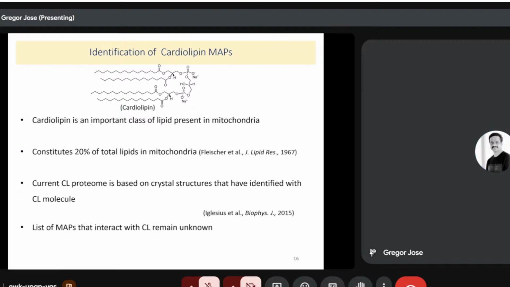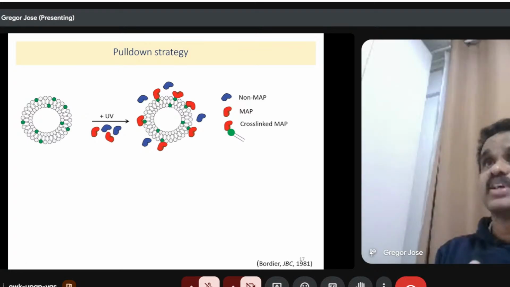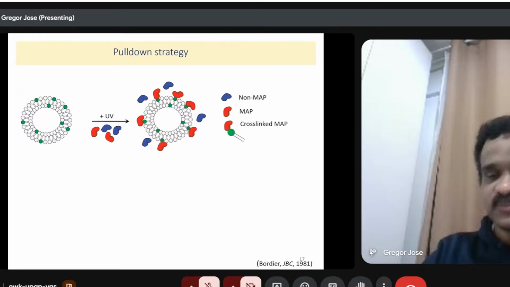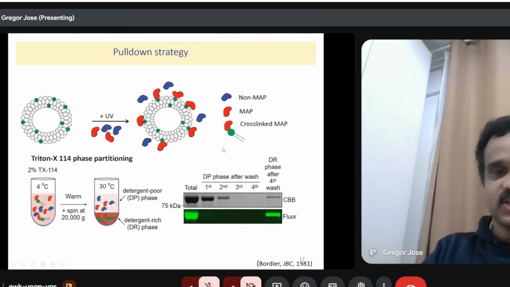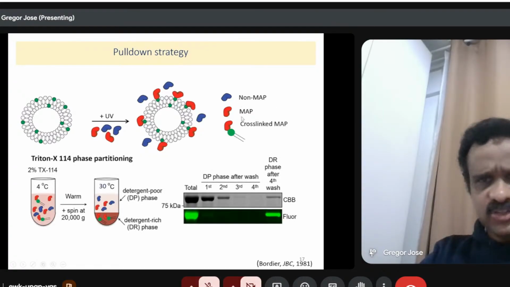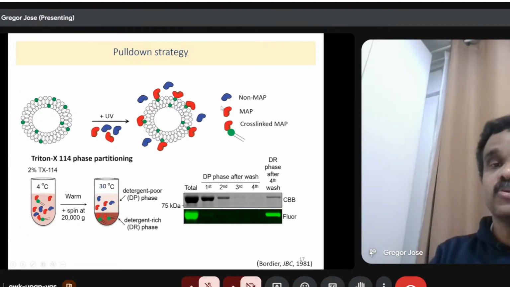So what we did, we made a strategy. The first step is to see whether this PlyMap technology can be used to pull down proteins from a mixture. As a positive control, we made liposomes with BDP, and we put in proteins and shine UV. So you see here, when you shine UV, some proteins will bind to the lipids. There will be proteins which are not bound like this. How to separate them from the mixture?